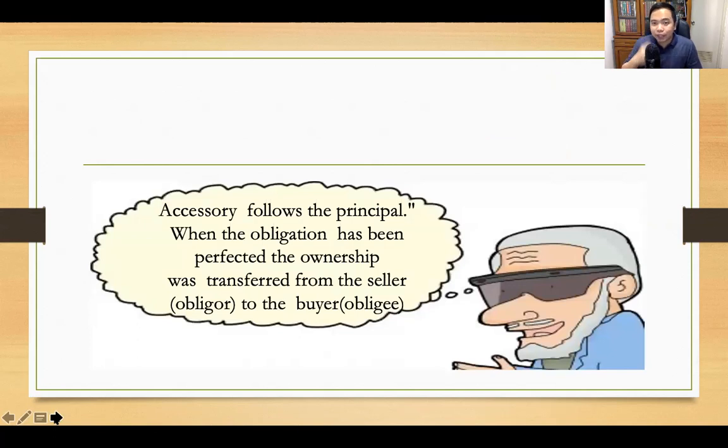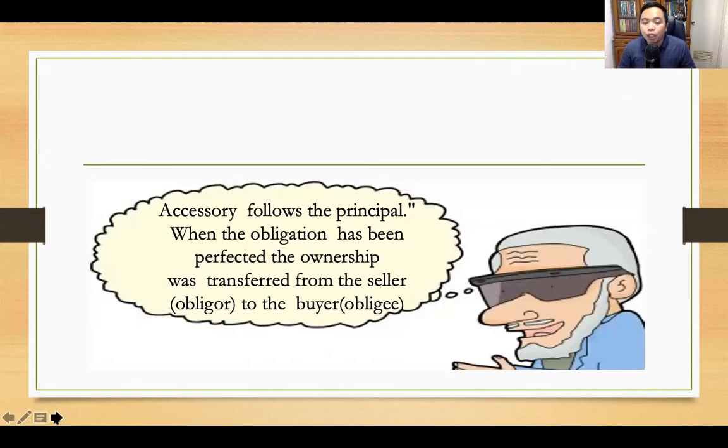Okay. This is the principle, class, I want you to remember. Accessory follows the principal. Anong ibig sabihin niyan, class? When the obligation has been perfected, the ownership was transferred from the seller to the buyer. Once the contract has been perfected, then the obligor is now bound to deliver the fruits of the principal. Kasi, class, accessory follows the principal. Kung ano yung principal na isang object, lahat ng accessories doon kasama.